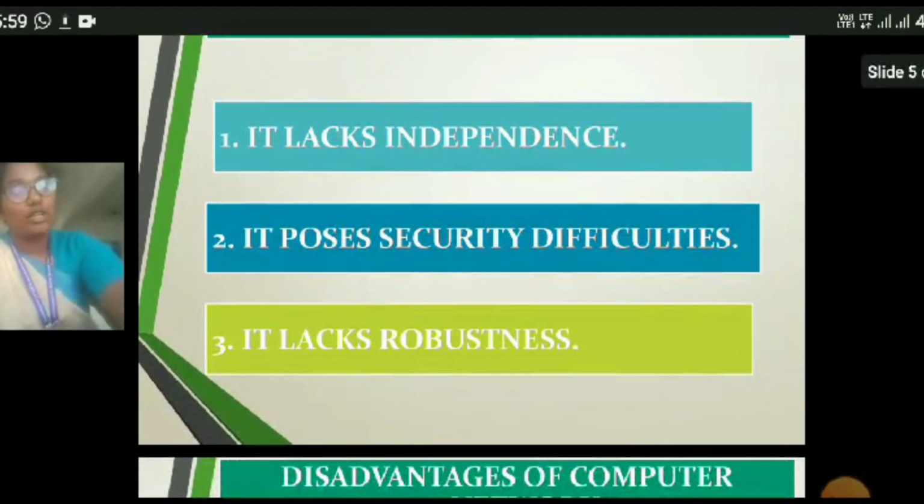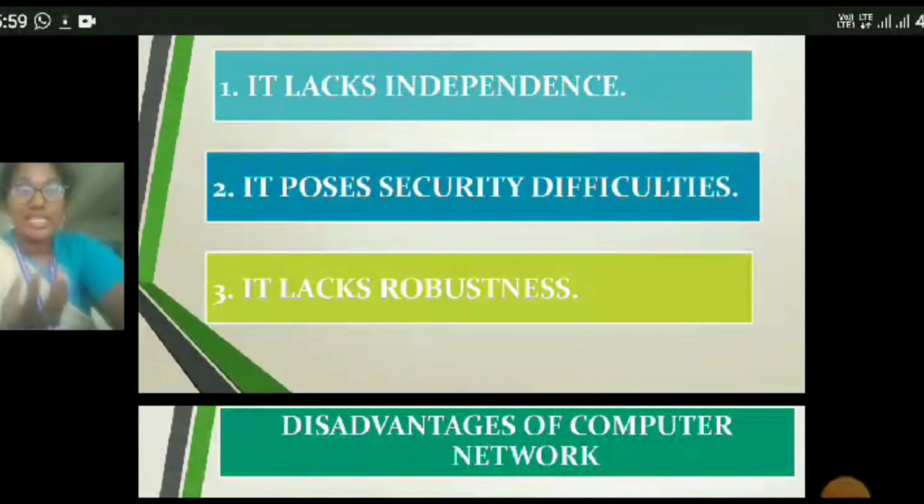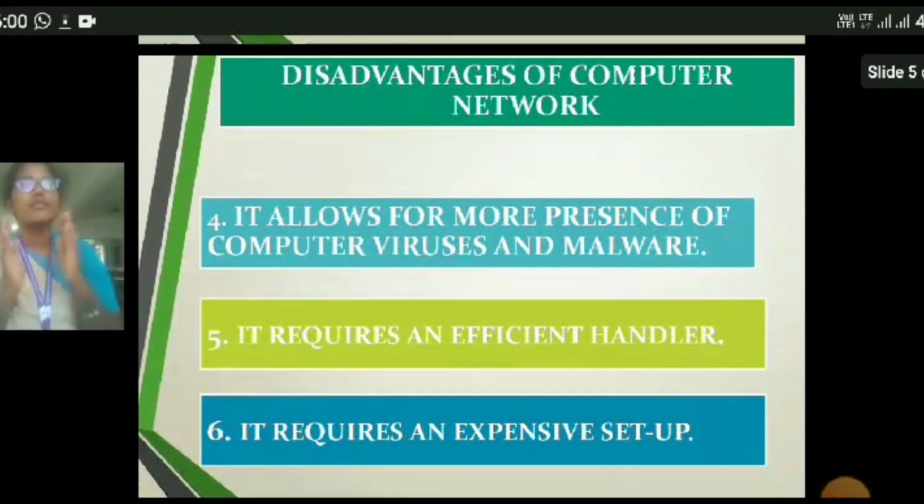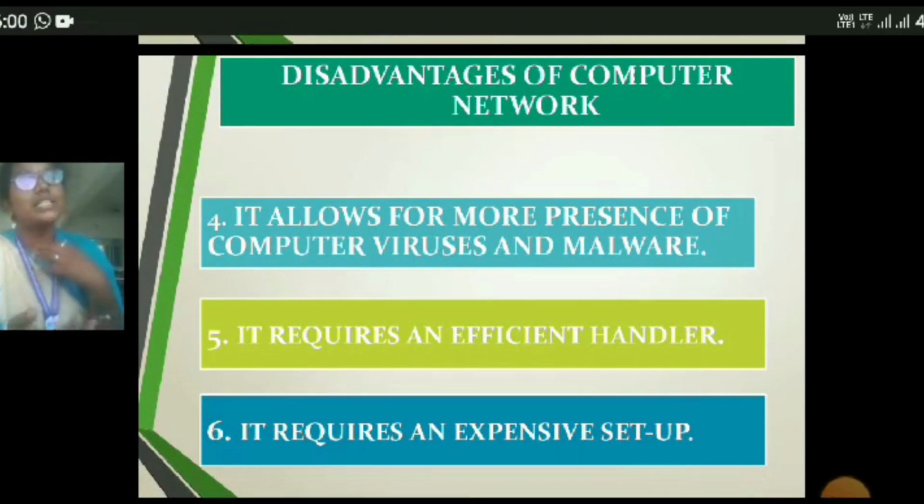Because it is connected to a network, it causes security difficulty. While connected to a network, it is easy for a hacker or other people to hack the network and access the information in it. Next, it lacks robustness, in the sense that a network which holds more information can easily be stolen from. It also allows more presence of computer viruses like malware, which can easily harm our systems and steal our data.